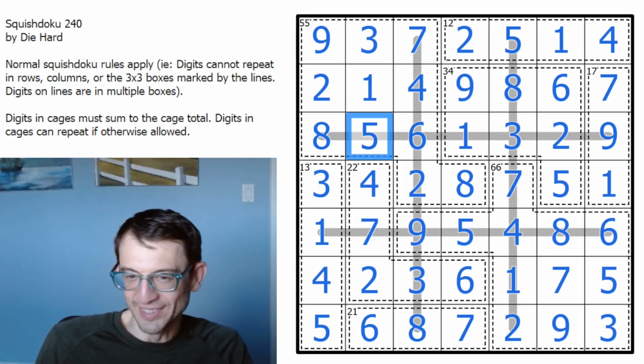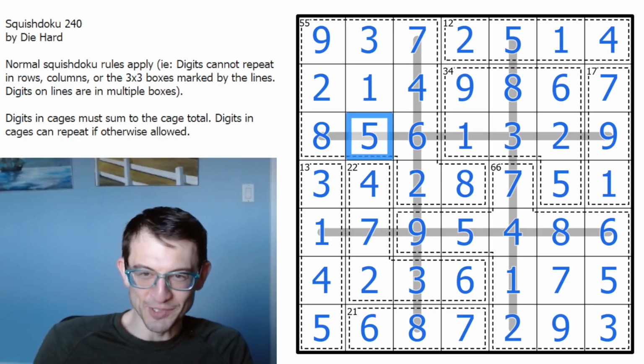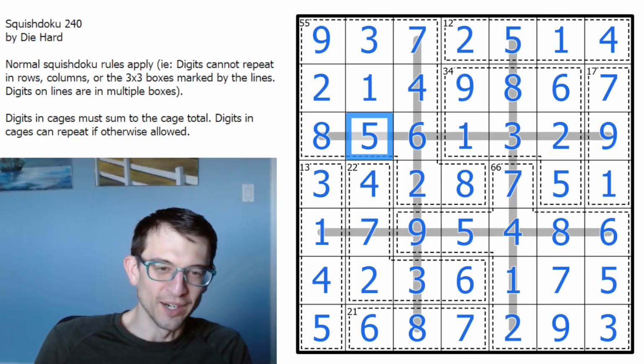Which I thought was just a great puzzle. And hope you got something out of this. Hopefully now any Squish Doku in the future you are well prepared for.